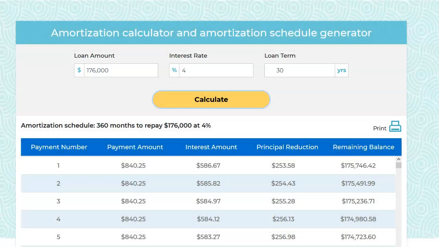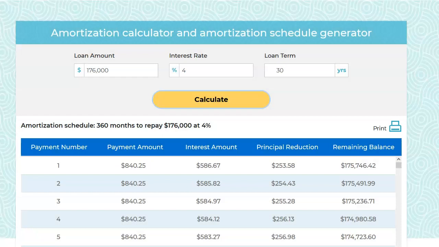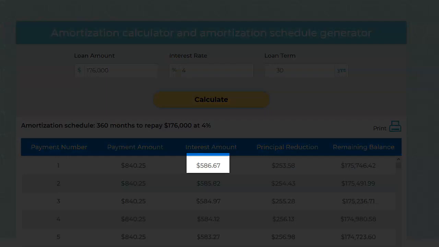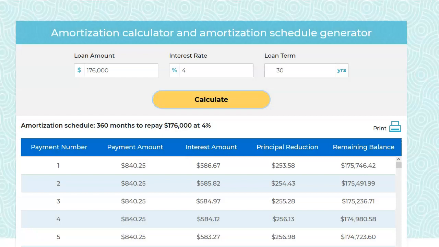As you can see, what is on this schedule is the payment, $840.25, which we had already calculated in a previous video. And then you see that we have a column for interest and a column for principal. What's happening with the payment amount is we're breaking it down into two pieces. Part of your payment goes towards interest, $586.67. That all goes towards interest.